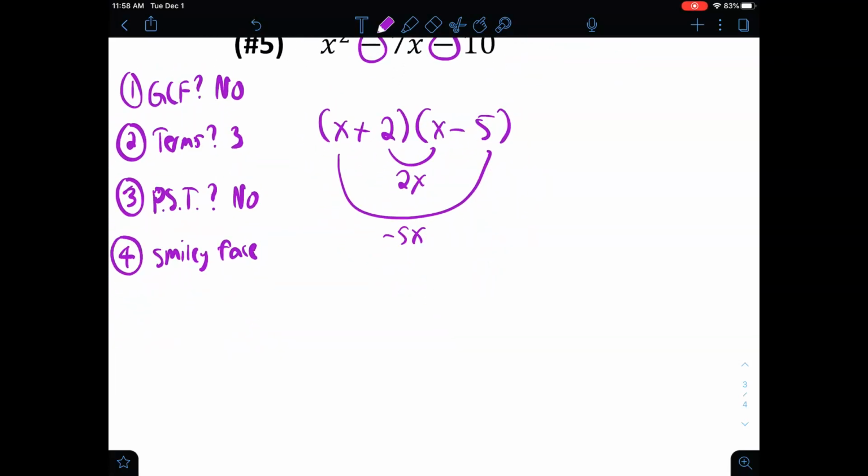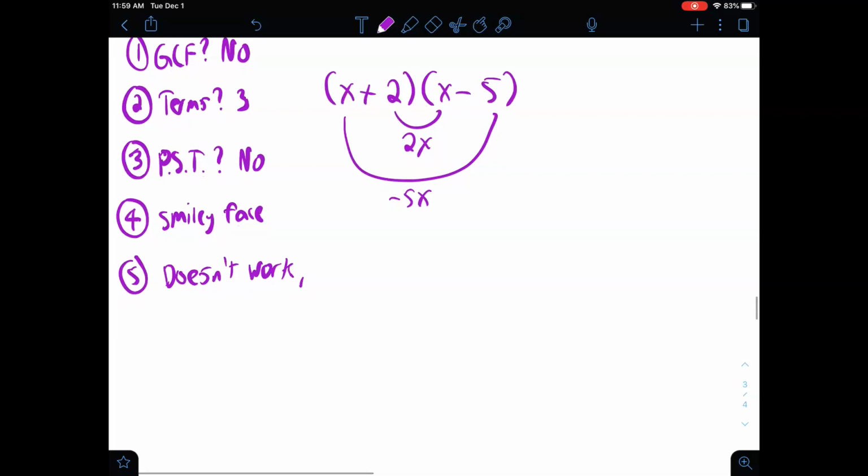Okay? So there's a couple different options here. We're right here, it doesn't work. That could be a decimal or imaginary answer.